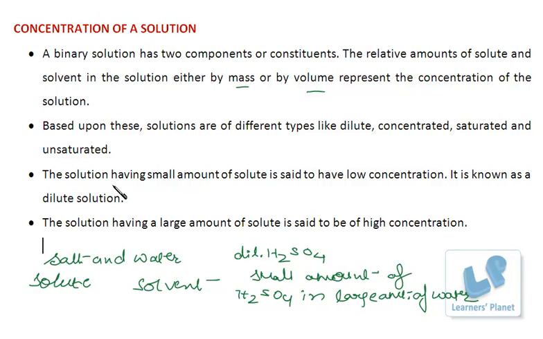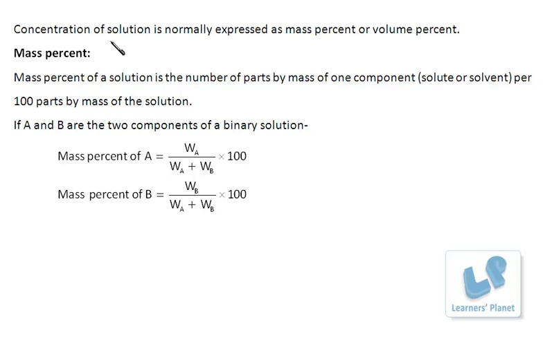The solution having a small amount of solute is said to have low concentration, and it is also known as a dilute solution. And a solution having a large amount of solute is said to be of high concentration, that is a concentrated solution. Now let's discuss the methods for expressing the concentration of a solution. Concentration of a solution is normally expressed as mass percent or volume percent.